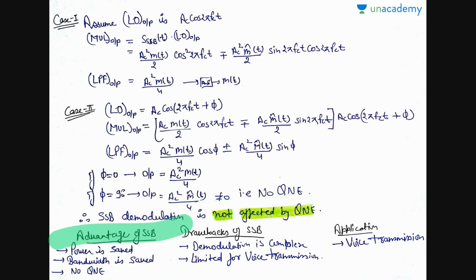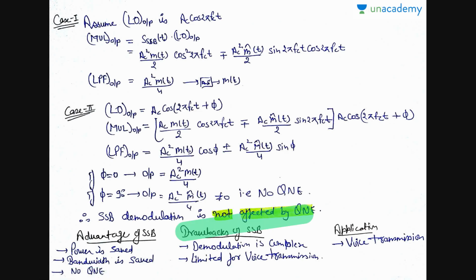Now what are the advantages of this SSB? The first advantage is that in SSB power is saved, because in this the carrier is suppressed, and next the bandwidth is saved. How is bandwidth saved? Because in this SSBSC we have only one sideband, that is, one sideband also gets suppressed, so bandwidth gets reduced. So in this way we have saved the bandwidth. And another is that no QNE is present.